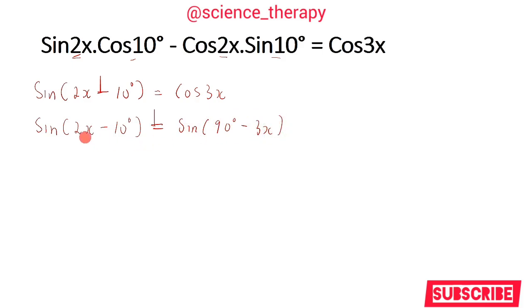Now at this point we can see that our trig ratios are the same. We are working with sine both sides, so we can just cancel off the sine, and then we'll only be left with the angles inside the bracket. So that's 2x minus 10 degrees is equal to 90 degrees minus 3x. At this point you now have to indicate that you have your reference angle, right? So at this point, this is your reference angle.